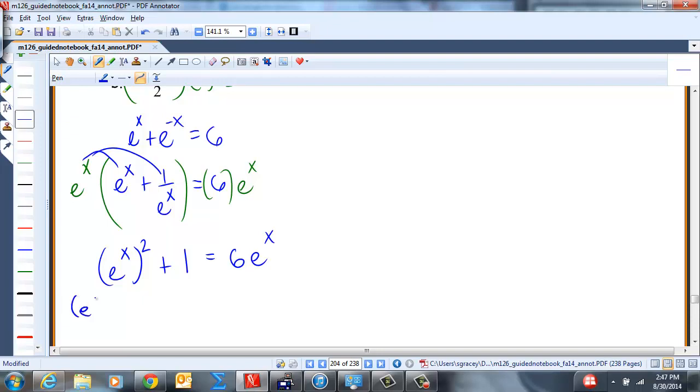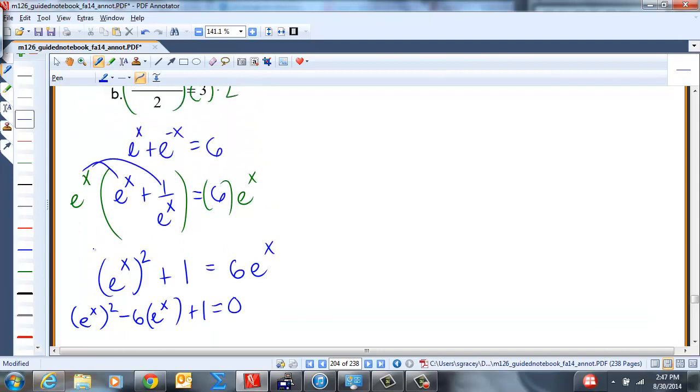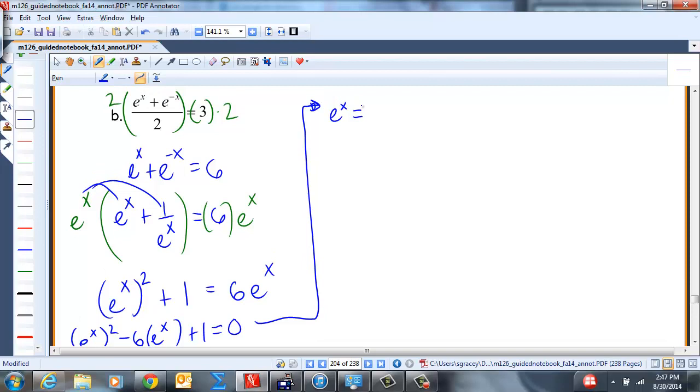So if I get everything on one side, this looks messy here, then I can use the quadratic formula, right? So if you need to make a u substitution, you can. But basically what will happen is we're going to get e to the x equals. So it's not x equals, it's e to the x equals. And so we'll have the opposite of b, so the opposite of negative 6, plus or minus the square root of b squared minus 4 times a is 1 and c is 1. And that's all over 2 times a.